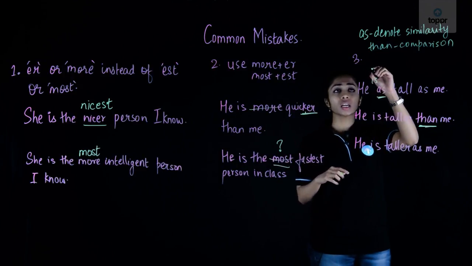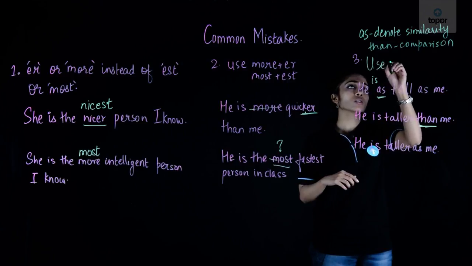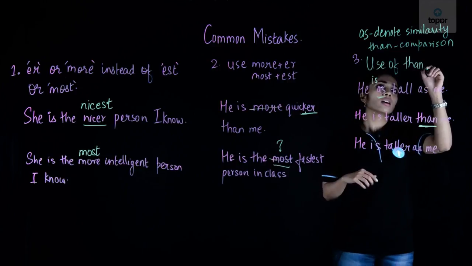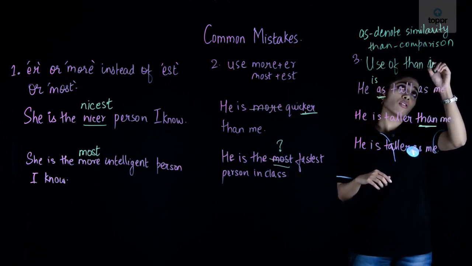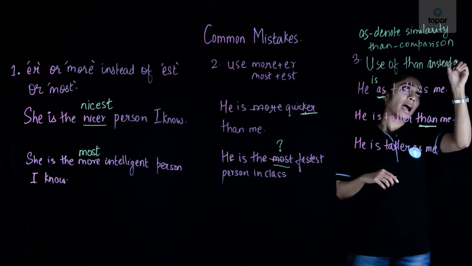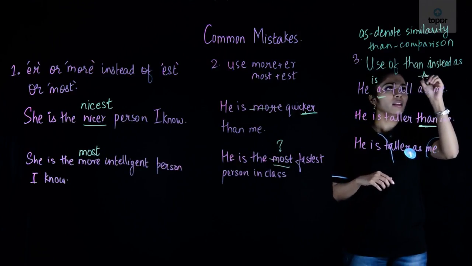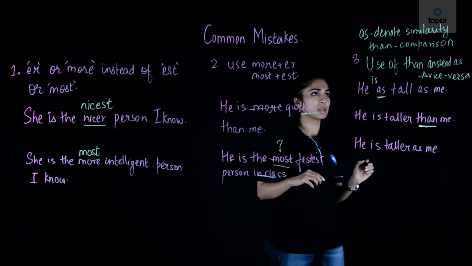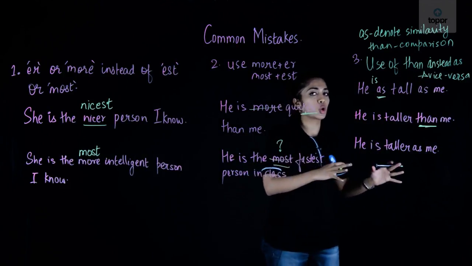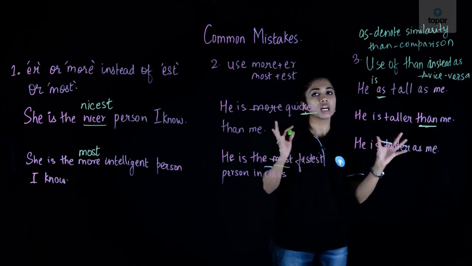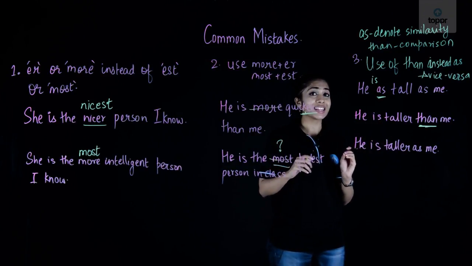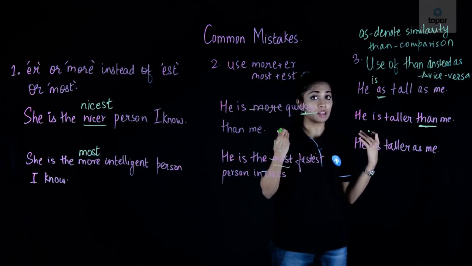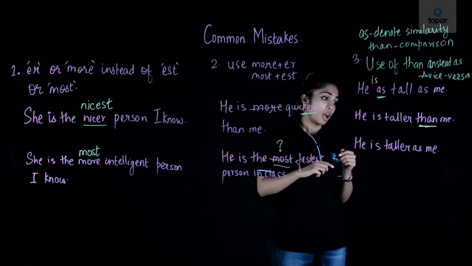So the third common mistake is the use of "than" instead of "as" and vice versa. When I say he is as tall as me, I mean he is tall, I am tall. Both of us are tall and that is a similar quality. But when I say he is taller than me, in that case I mean that I am 5 feet and he is 6 feet.